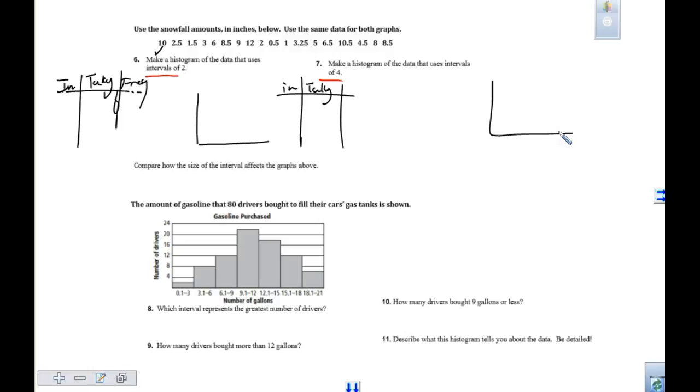So you have to make 2 histograms, and the reason they want you to do that is they want you to think about, does it matter? What does the data show us when you have an interval of 2 versus an interval of 4, okay? A lot of times they might give them to you. They're asking you to interpret those questions, okay?